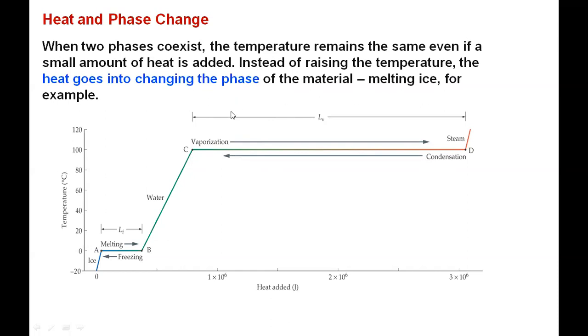Melting ice, for example: here the ice goes to melting or freezing, and then vaporization, water, and from vaporization to steam. Also, we can go back. And here, what we have added is the heat.